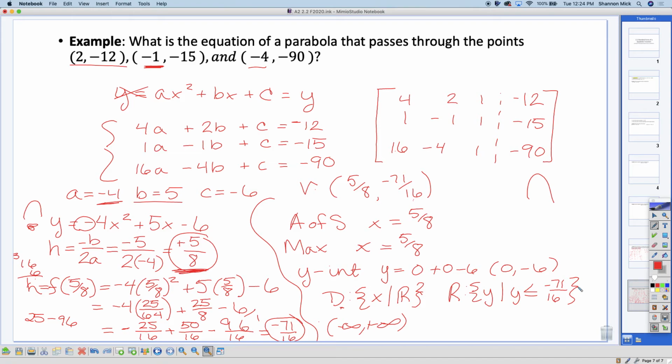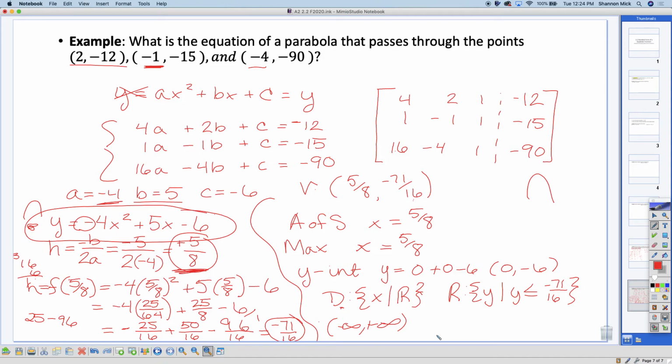Now, let's graph this equation in our calculator and make sure this information is all correct. So we have y equals negative 4x squared plus 5x minus 6, right? And we're probably going to need to know what decimal 5/8 is and what decimal negative 71/16 is. So how am I going to figure that out, guys?